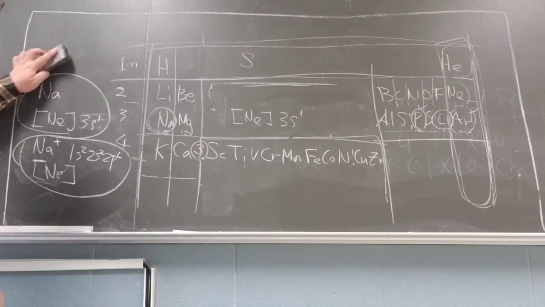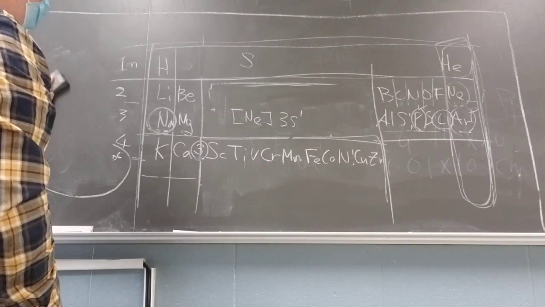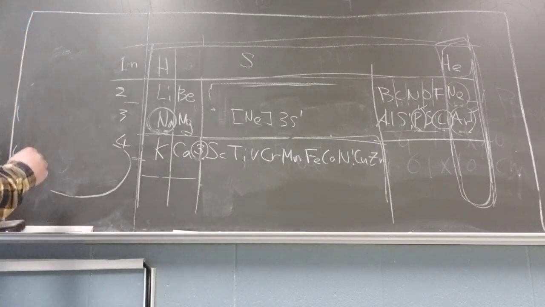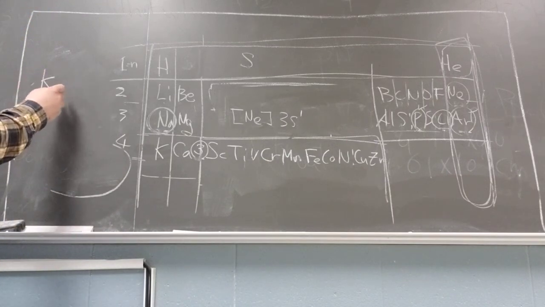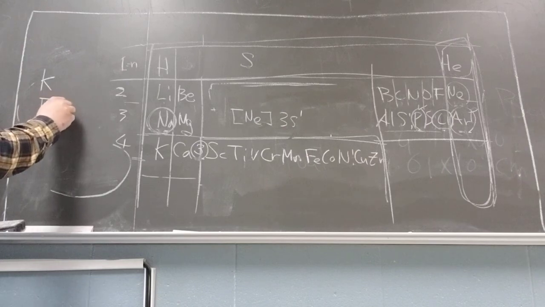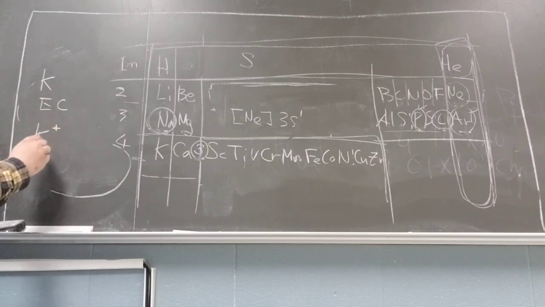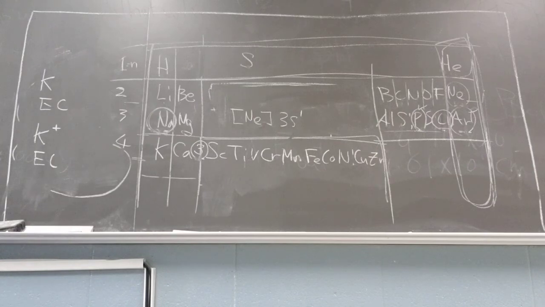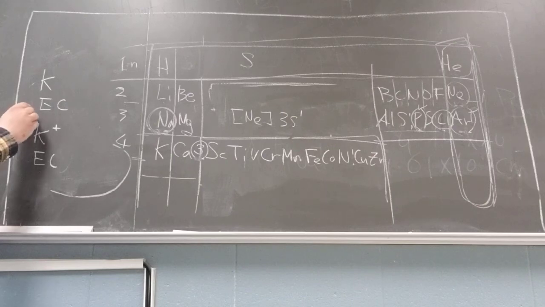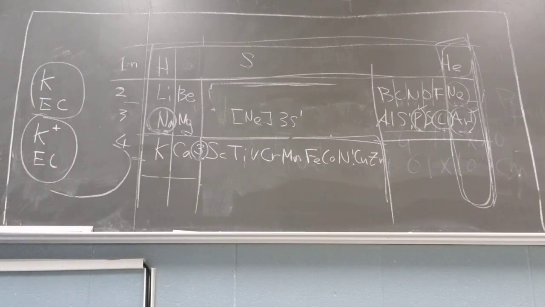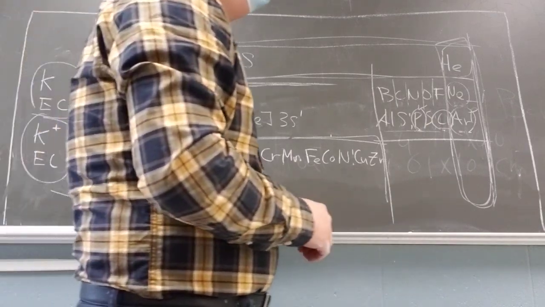So can you guys try potassium? Okay. Let's do potassium electron configuration form first. And you can also do potassium cation electron configuration form as well. Let's do short version here. We want to save time. So let's do potassium electron configuration form first, and let's try the potassium cation next.